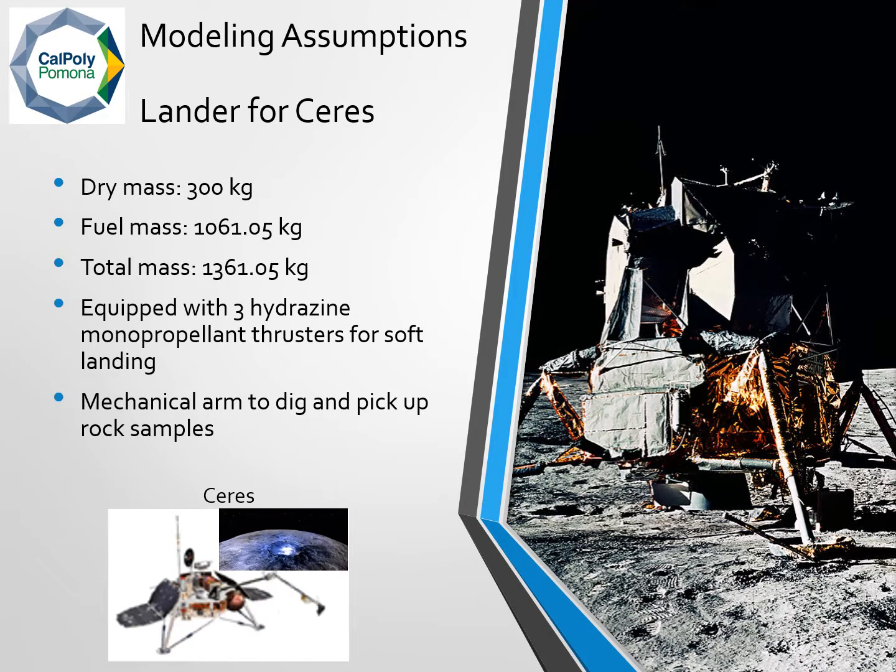The lander on Ceres will have a total mass of 1,361.05 kilograms. The lander will need to be equipped with 3 hydrazine monopropellant thrusters for both a soft descent on Ceres and takeoff to return to the mothership. The lander will also have a built-in mechanical arm to dig into the crust and gather rock samples.